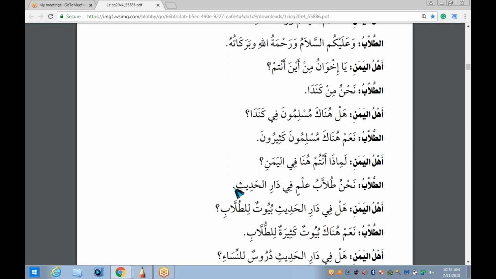أنتم هنا. What does لماذا mean? Why are you here? في اليمن. Why are you here in Yemen? نعم. نحن طلاب علم في دار الحديث. We are students of knowledge from the school of hadith.